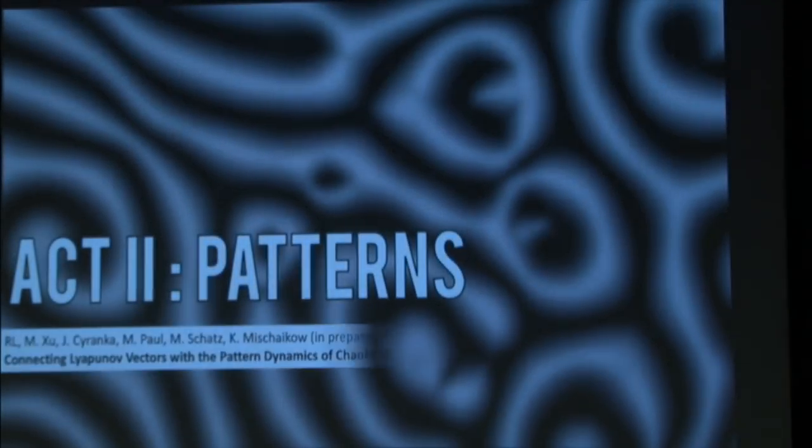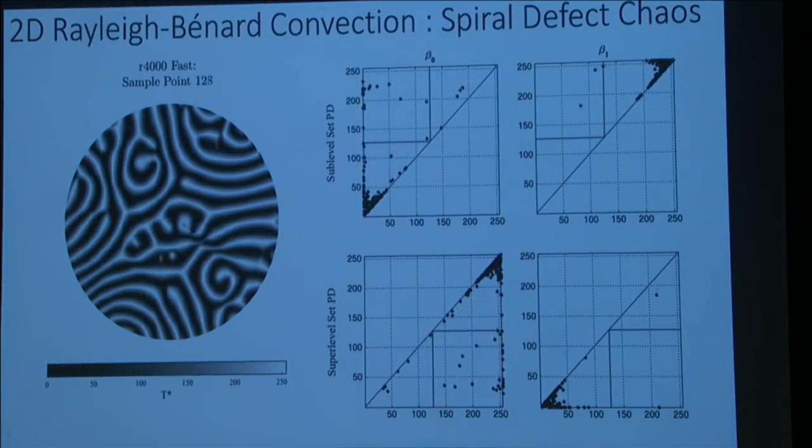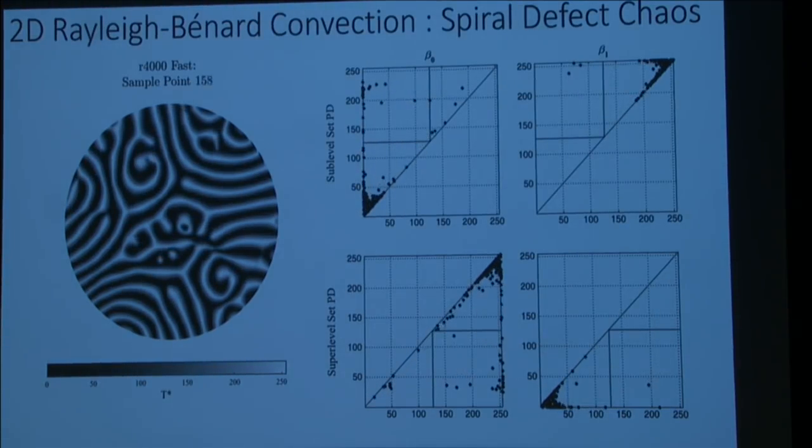Okay, Act 2, patterns. So now we're going to go back to Rayleigh-Bénard convection, but at a higher Rayleigh number. So things are going to get a lot more complicated than our simple pinch-off case. This is work that's currently in preparation, and it's pretty new, so I'm just going to give a flavor of the direction, and like I said, a way to use persistence.